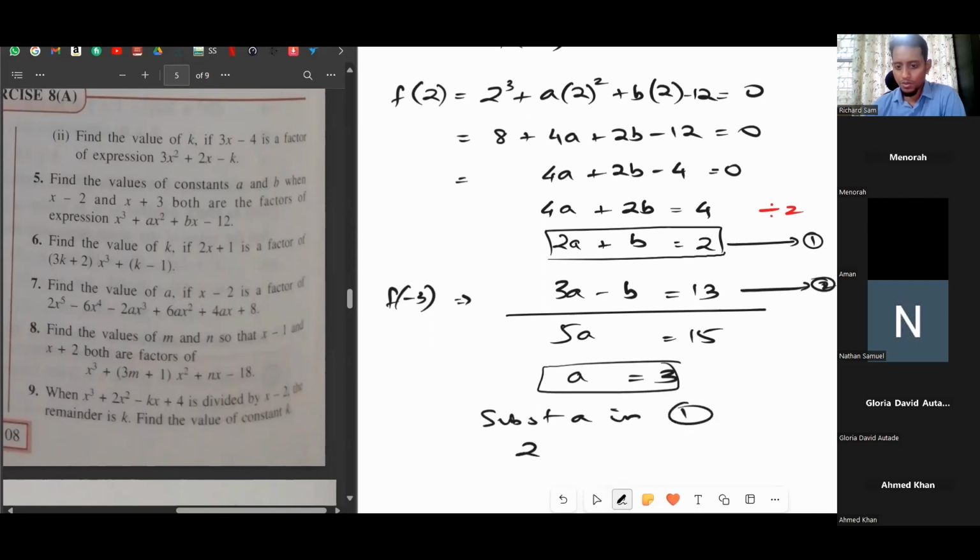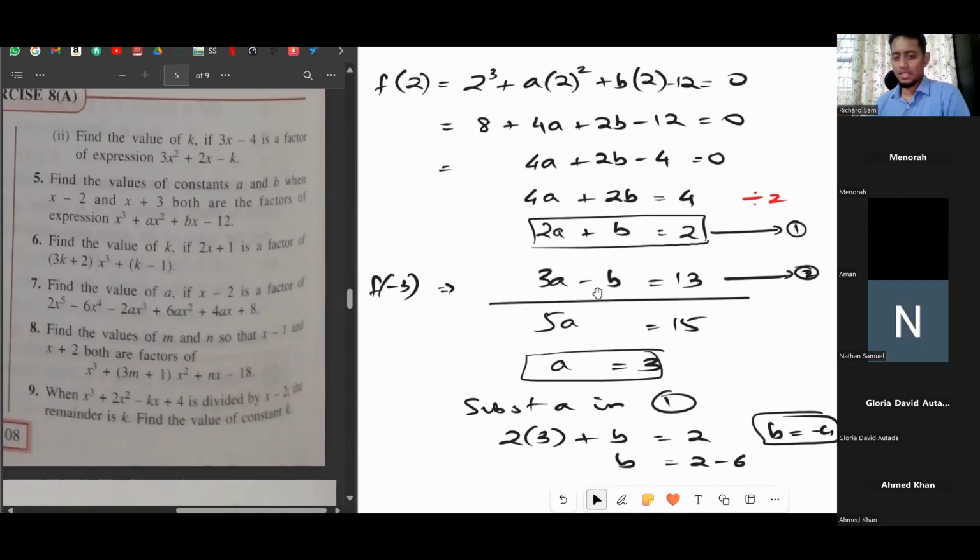So first equation will become 2 into 3, 2a plus b. So 2a plus b equal to 2. So b is equal to 2 minus 6. b is equal to minus 4. Right? 5a, you understood how we got a?